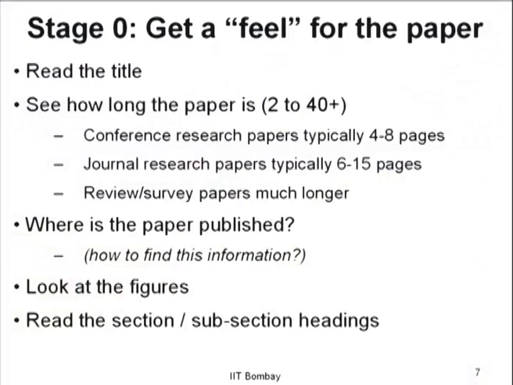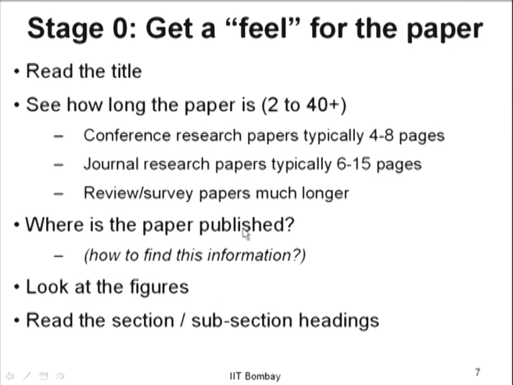And typically, the length of the paper depends on the type or where it's been published. For example, conference papers for technical research conferences are usually between 4 and 8 pages. Journal articles are longer, and these can be small, like 5 or 6 pages. It can actually even be 4, but it can go up to 15 or 20 pages, typically. Review or survey papers are usually much longer.